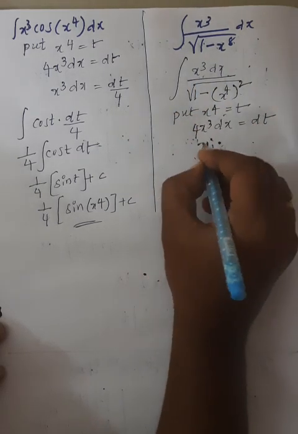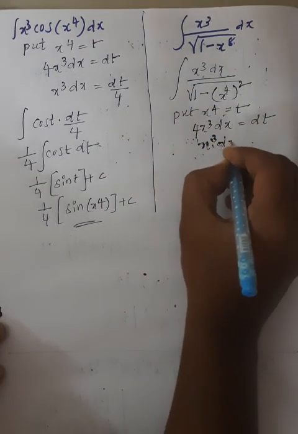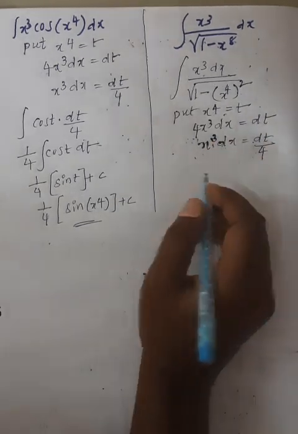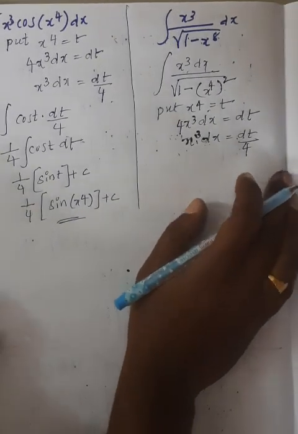So in the question you are having only x cube dx. So consider only x cube dx is equal to dt by 4. Now substitute in the question.